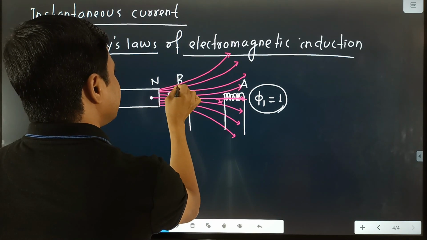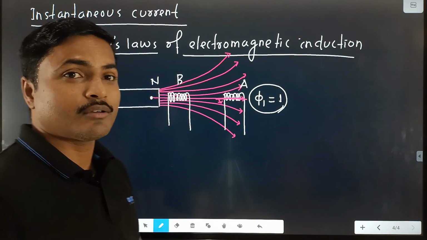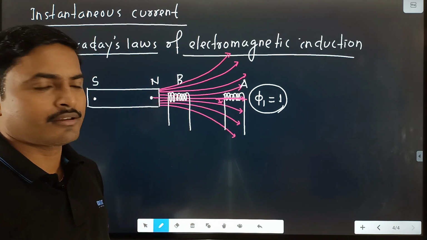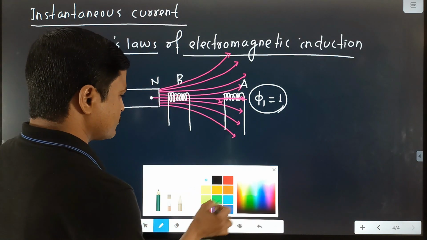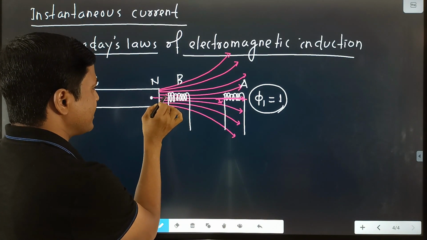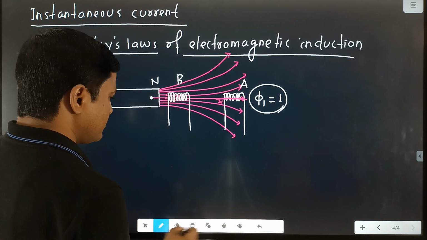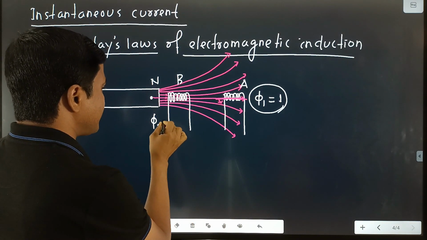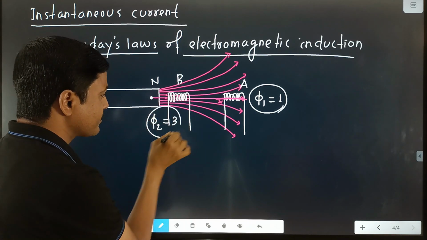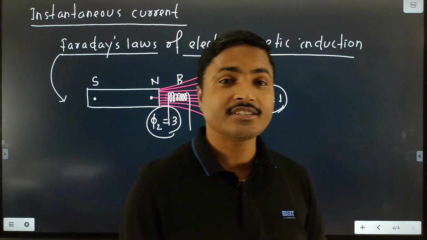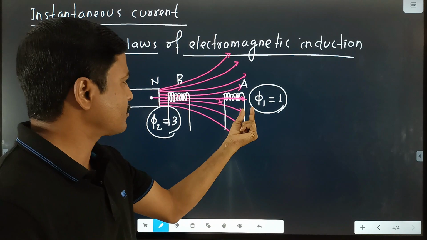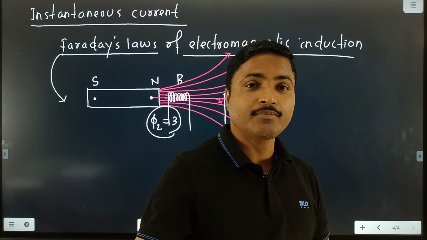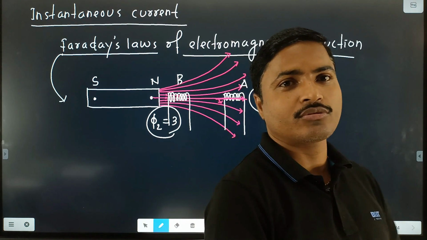Suppose that is point B, and at point B what happened? Now the coil is very close to the magnet, so the number of lines of force passing through this coil is 1, 2, 3. So in this case we write flux, that is phi 2, is equal to 3. That means magnetic flux is not constant. If we move the coil towards the magnet, magnetic flux is not constant. Magnetic flux changes with respect to time.